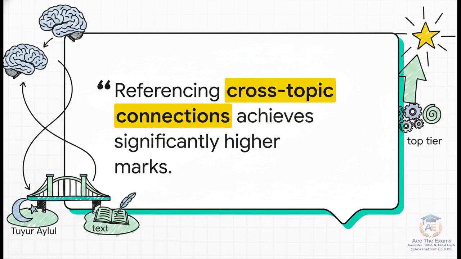Moving beyond simple recall to actually integrate your knowledge with other areas of the syllabus is huge. For instance, calmly comparing the thematic isolation found in Tuyur Aylul with another set text you studied. That right there, that is exactly how you elevate your analysis from good to elite.